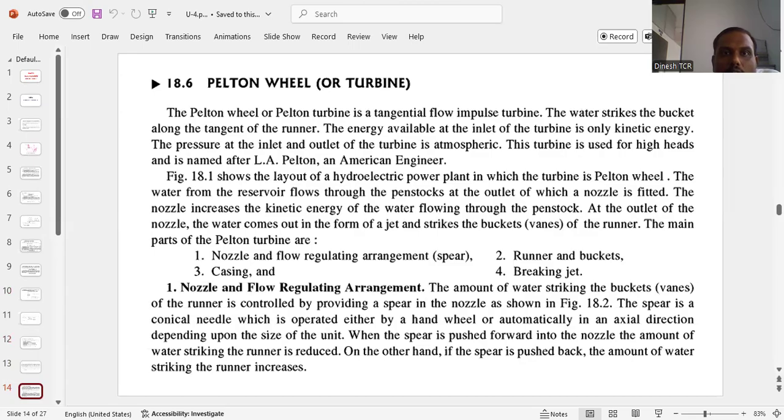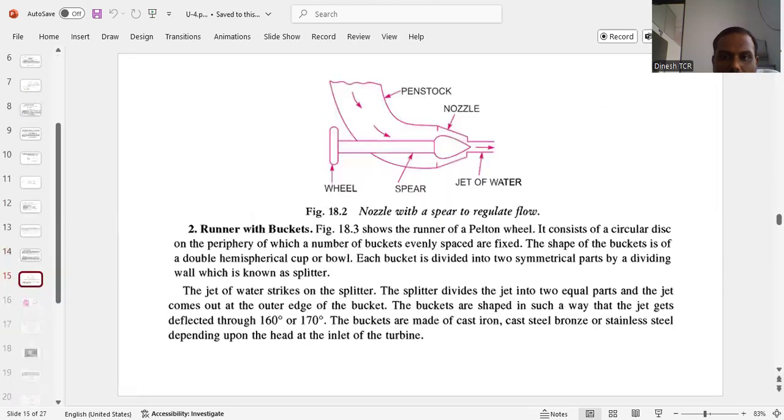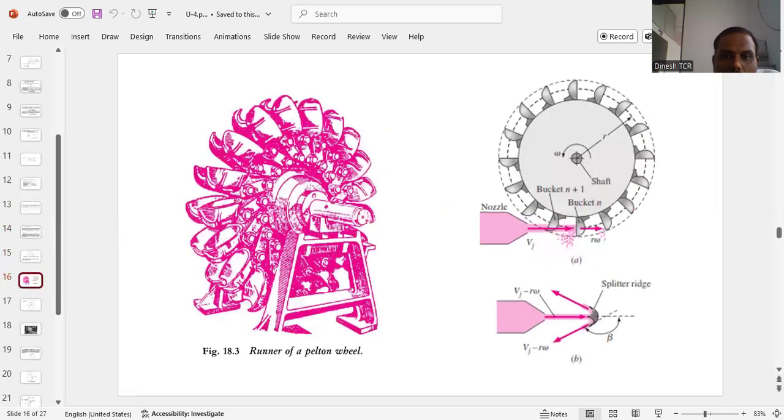The important components of the Pelton wheel turbine are the nozzle and flow regulating arrangement (spear), runner and buckets, casing, and braking jet. These are the main components of the Pelton wheel turbine. Here in this diagram, you can see the Pelton wheel turbine. It is a wheel-shaped design with cups built over the circumference of the wheel. The flow strikes tangentially, so it is called a tangential flow impulse turbine.